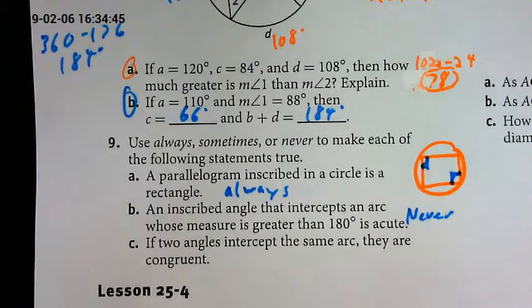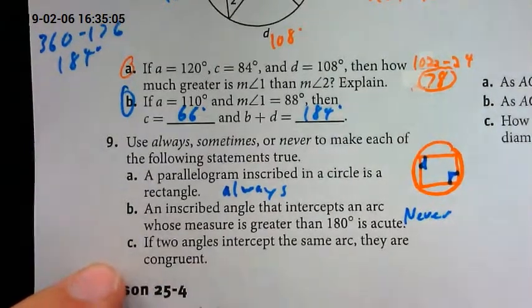So again, if it had said 180 and divided by 2, then it would have been right. Anything less than 180 divided by 2 would give you something less than 90, and therefore it would be acute. But anything greater than 180 divided by 2 would have to be greater than 90, and it would have to be obtuse.